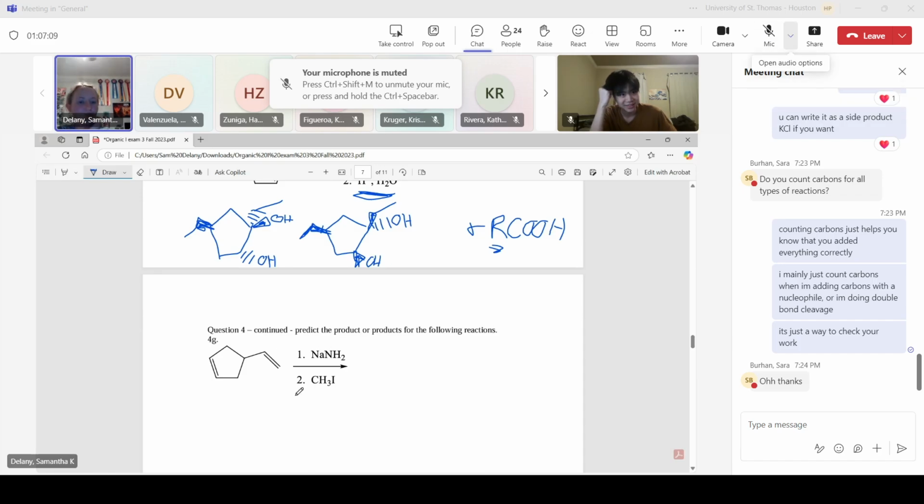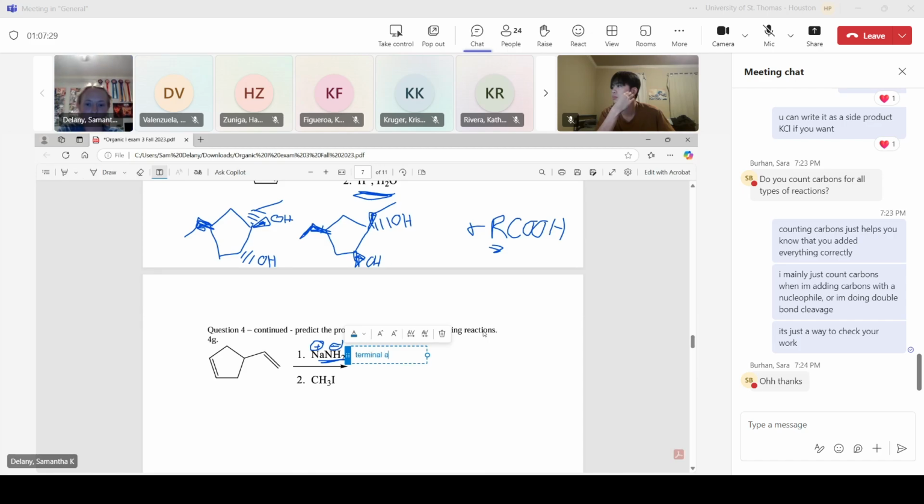All right, moving on. We have 2 alkenes. But what do we have for our reactants? We have NaNH2 and CH3I. Now, what does NaNH2 do? It takes a terminal alkyne and makes it into a carbanion. Do we have any terminal alkynes? No, we don't, so we can't do anything with step 1. If we look at step 2, we have a leaving group, nothing that's really nucleophilic or basic, so there's nothing that we can do. This is no reaction.